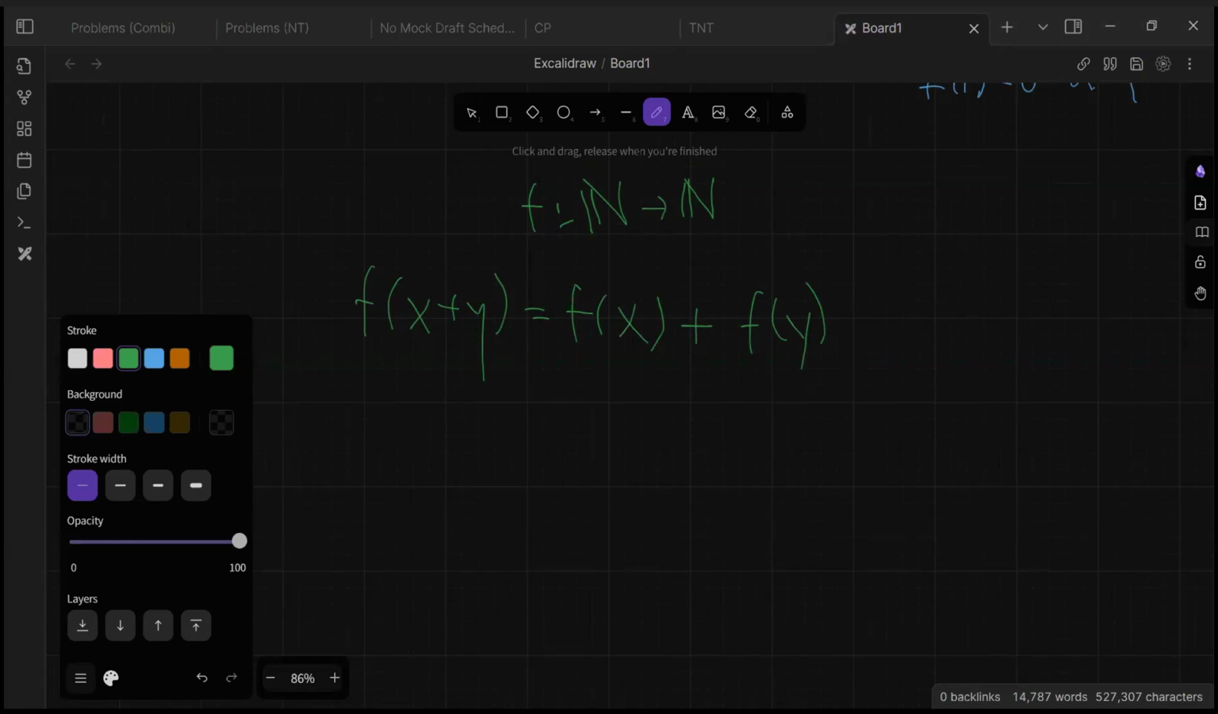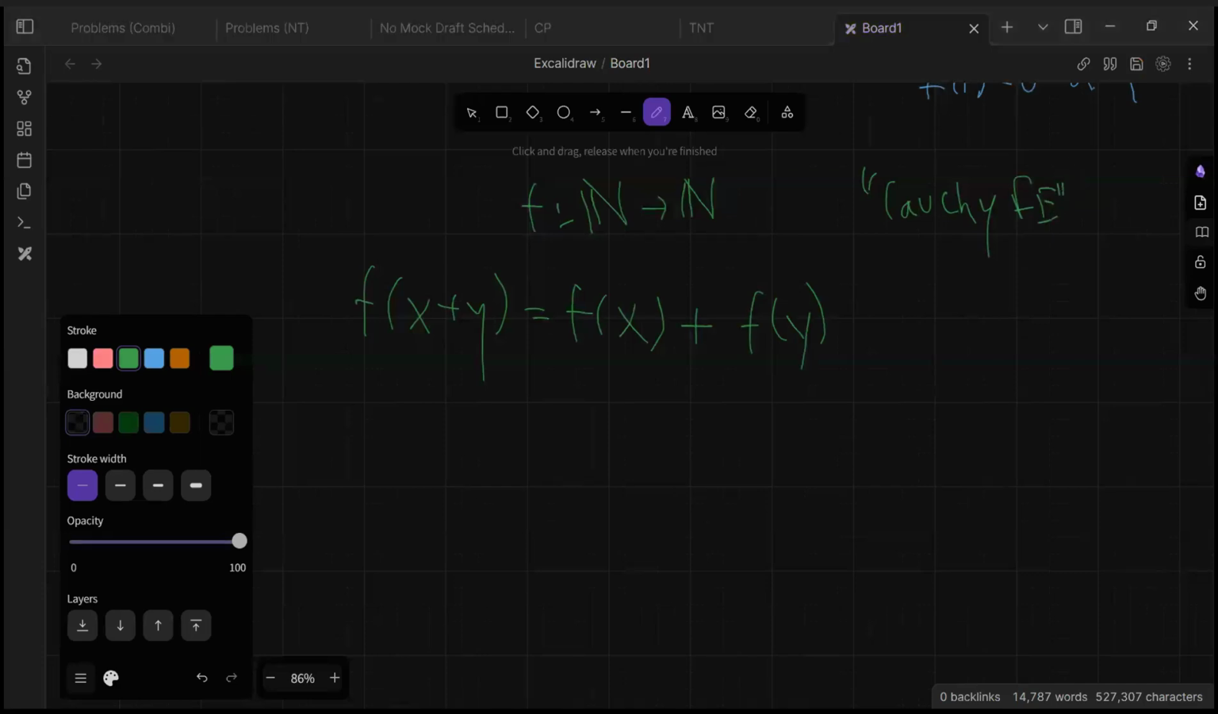So what can we say here? f of x is kx. So this is called Cauchy's functional equation.